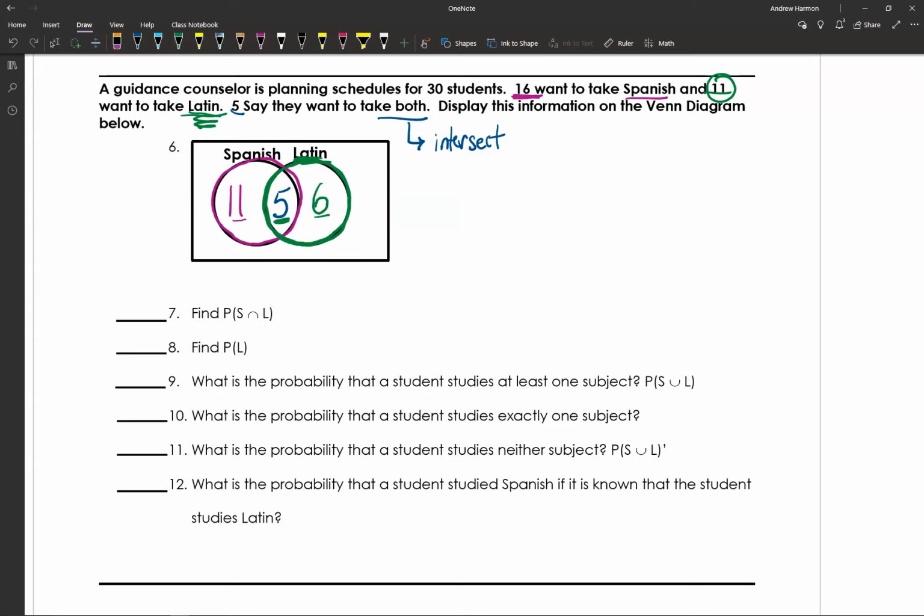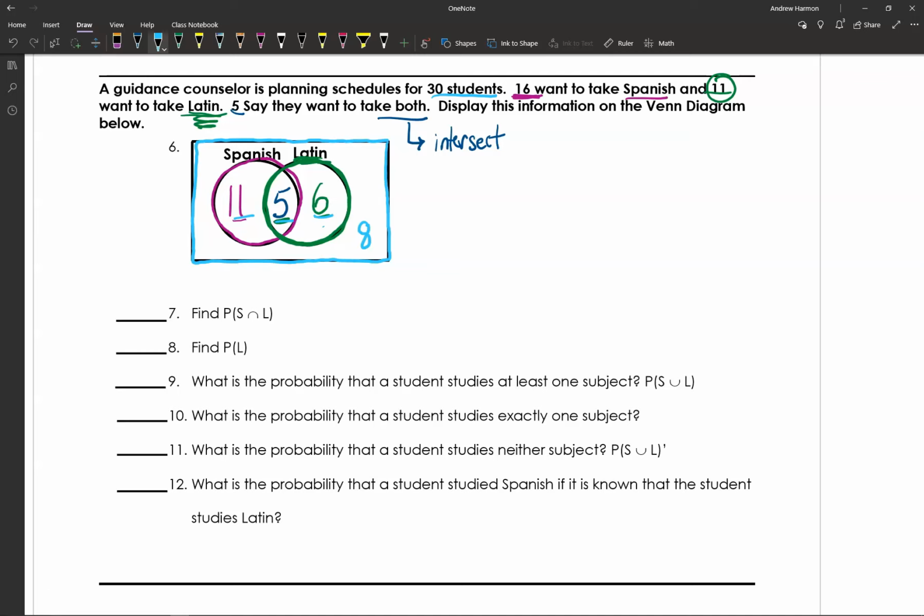We have to remember that we're not done though, because if we look back at the statement, we know that there are 30 students total that the guidance counselor is planning schedules for. And within these circles, we have 11 plus 5 plus 6, which is 22. We realize that within this universal set, there are 8 people that we have not counted. So what we have to do is put that 8 somewhere in the universal set to show there are 8 students that don't want Spanish or Latin on their schedule. So there's our Venn diagram.